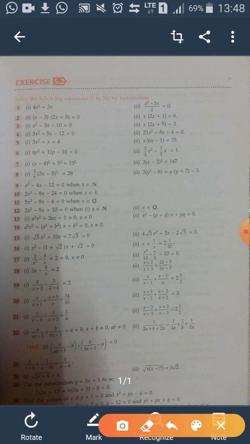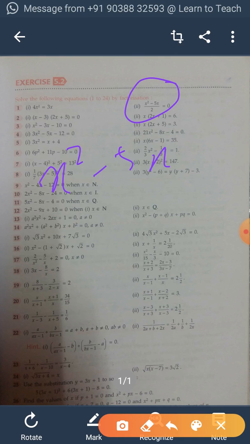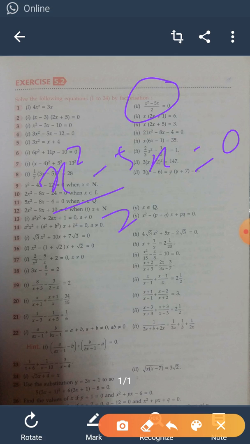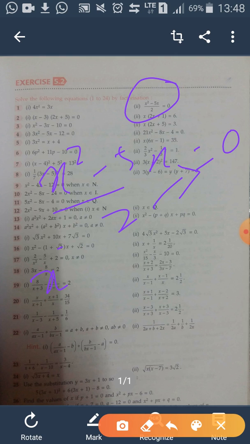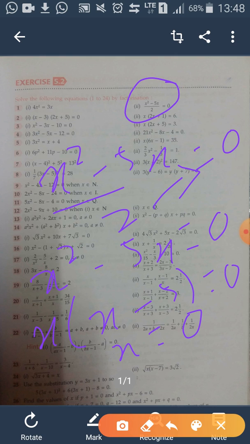Now we move on to the second sum. X square minus 5x by 2 is equal to 0. All you need to do is cross multiply this 2 and 0, which makes it x square minus 5x is equal to 0. Then you solve it in the same way as the previous sum, by taking x common. X into x minus 5 is equal to 0. So x is equal to 0 and x is equal to 5, since from x minus 5 is equal to 0, x is equal to 5.